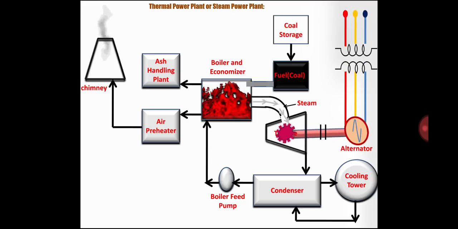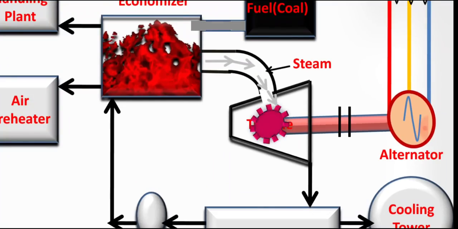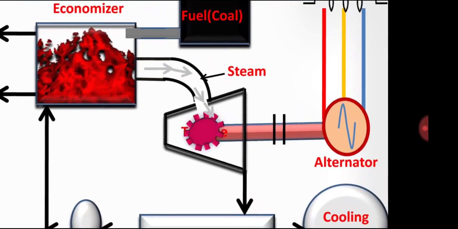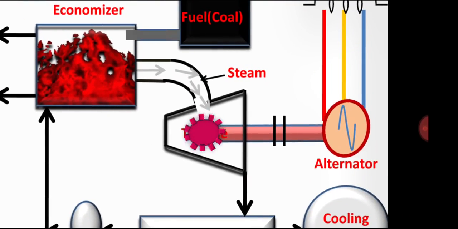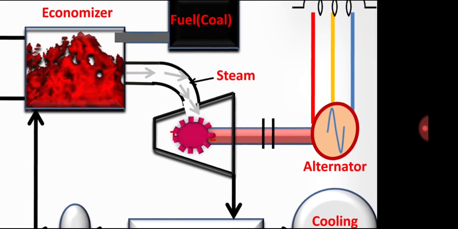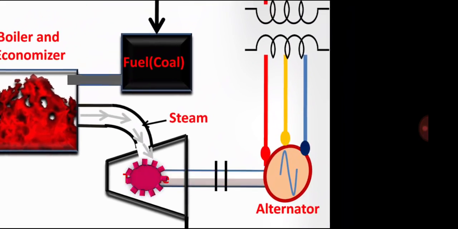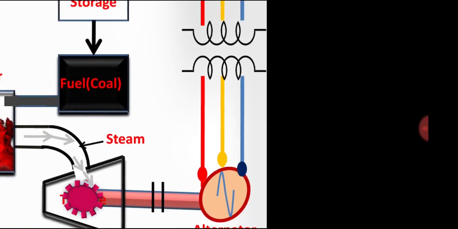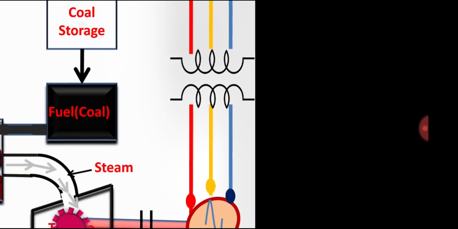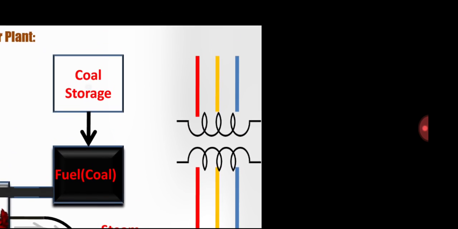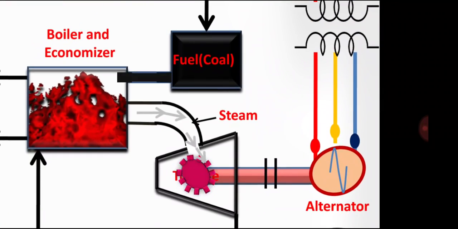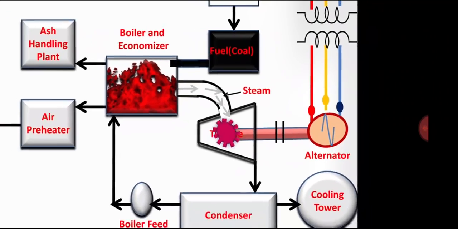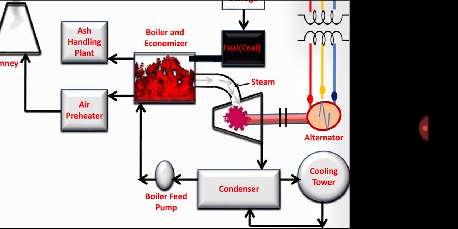When the steam turbine rotates, it is mechanically coupled with the alternator, so the alternator also rotates, and when the alternator rotates, it converts that mechanical energy into electrical energy. Then that electrical energy is stepped up by the step up transformer and connected to the grid. So this is the function of the boiler, steam turbine and alternator.